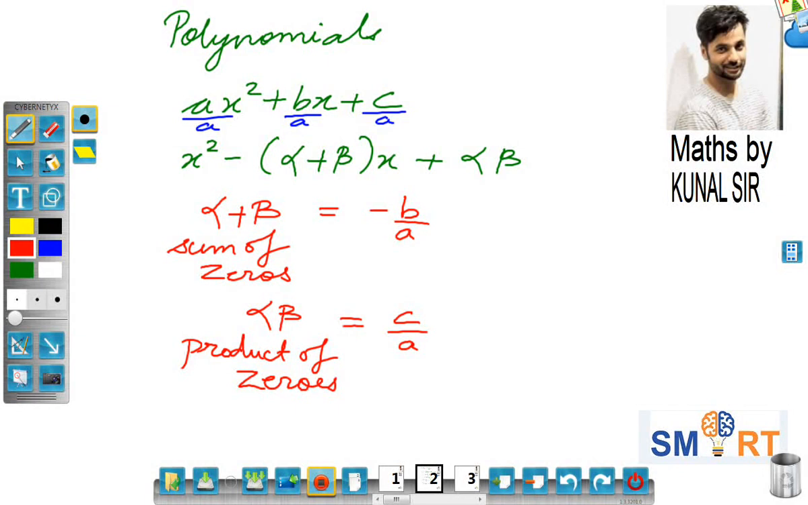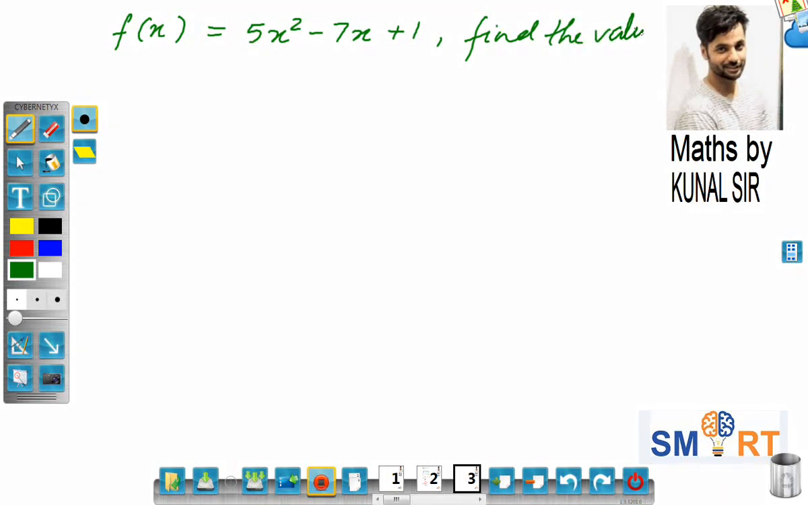Now, how do we use it? Let's take a question. Suppose we are given a polynomial f(x) is equals to 5x square minus 7x plus 1, and they say find the value of 1 upon alpha plus 1 upon beta, where alpha and beta are the zeros of the given polynomial.